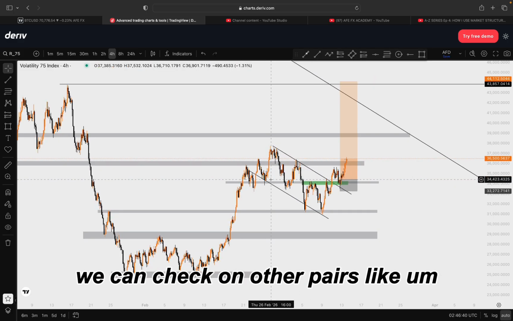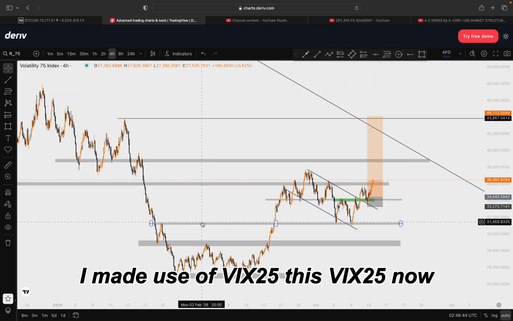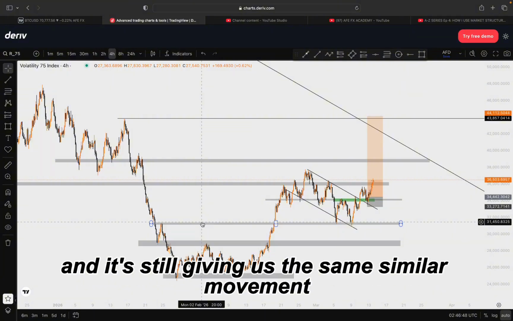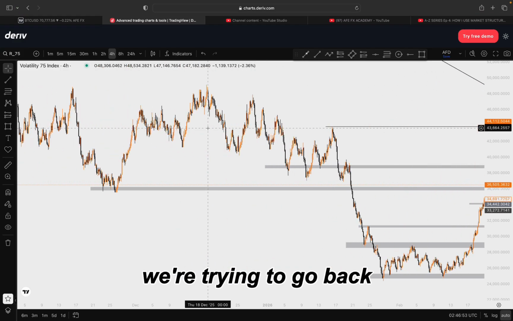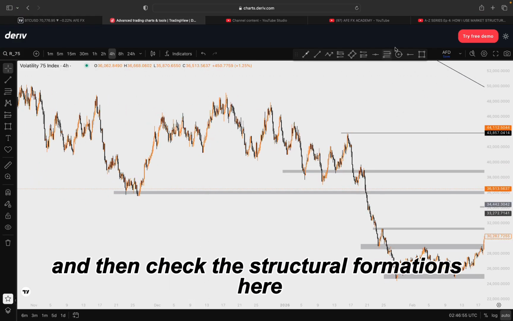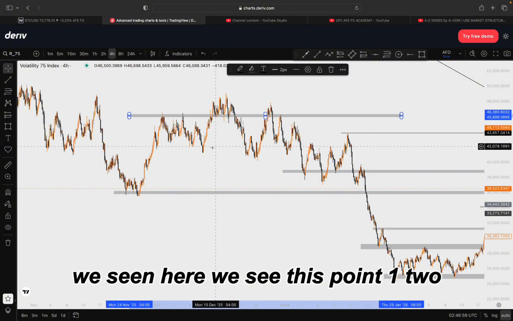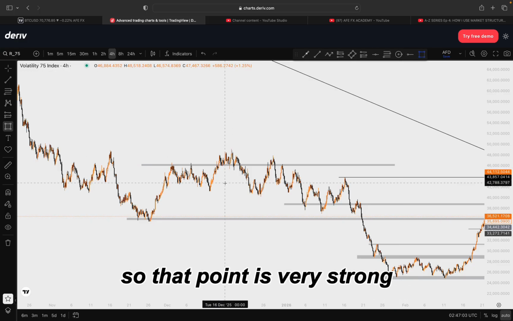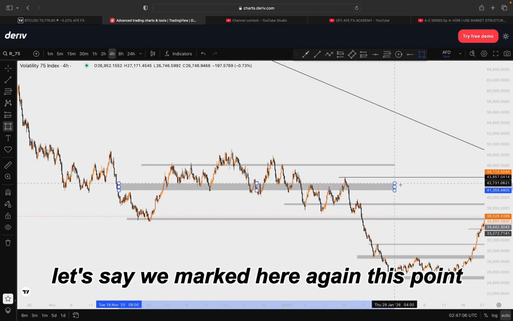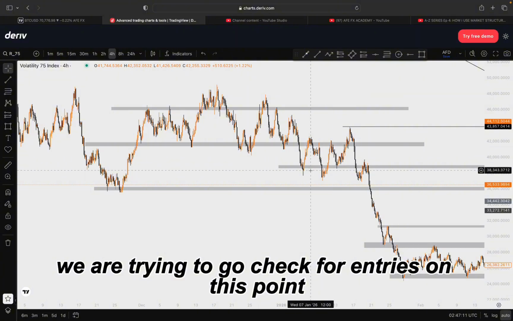We can check on other pairs. Like in the previous video, I made use of VIX 25, and this is VIX 75 now, and it's still giving us similar movement. So let's say, for instance, we go back and check the structural formations here. You'll notice, let's mark zones here. We see this point 1, 2, 3, 4, 5, 6. We're seeing all these points, so that point is very strong. Let's say we mark this point again. Let's now say we are trying to check for entries on this point.